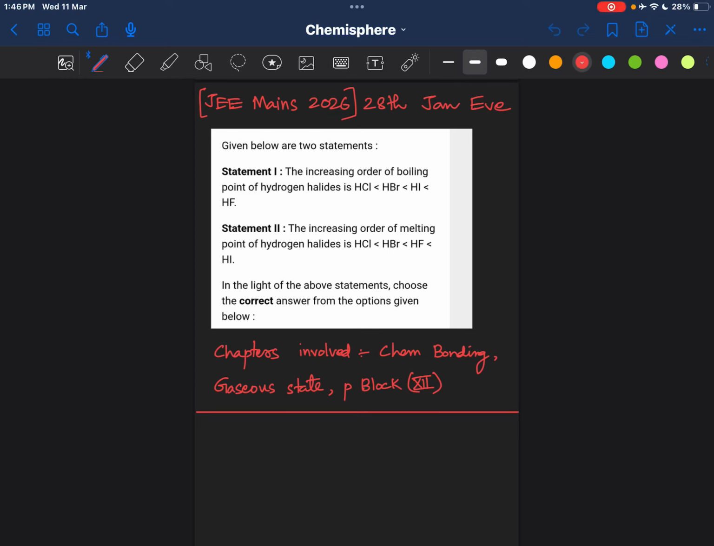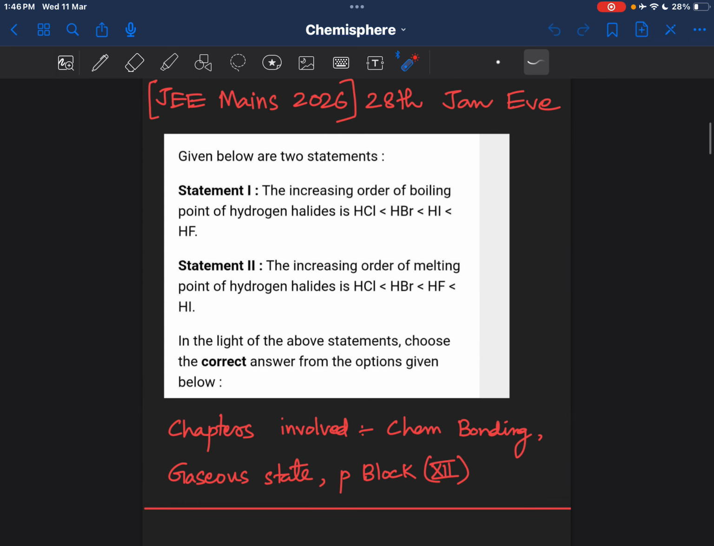Yeah, hello everyone. So this is a question from JEE Mains 2026, 28 Jan evening, and you can pause your screen and go through the question. So the question is giving us two statements. The first statement is the increasing order of boiling point of hydrogen halides. So they're asking us to arrange the hydrogen halides in terms of their boiling point.